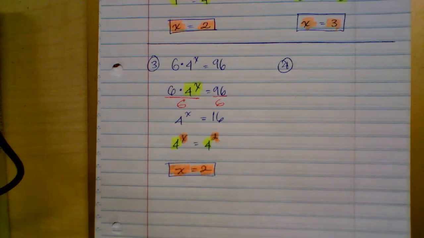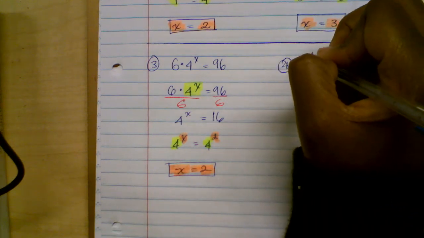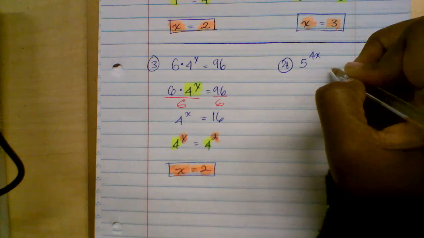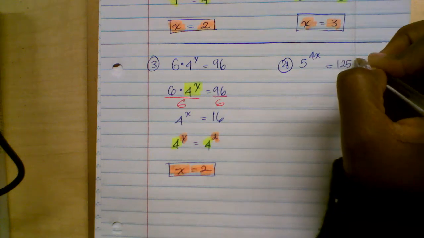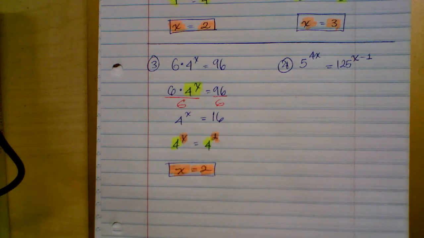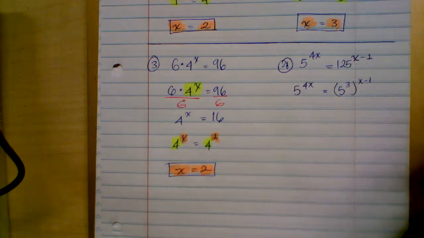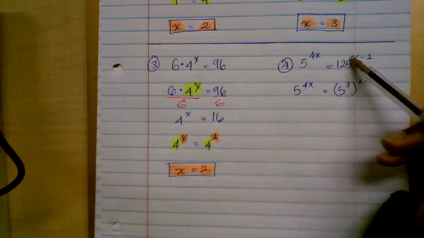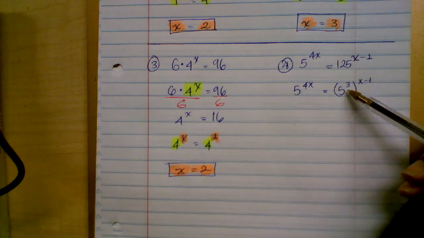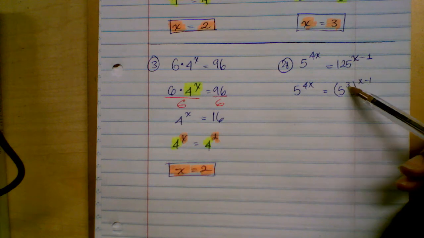Now let's move on to number 4. We have 5 to the power of 4x. Please pause the video and solve equation number 4. The only thing I've done here is replace 125, because I can rewrite it with a base of 5, which is 5 cubed.